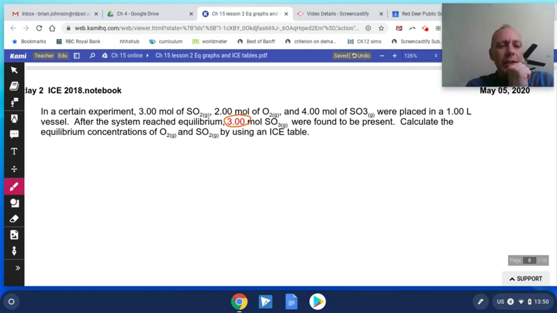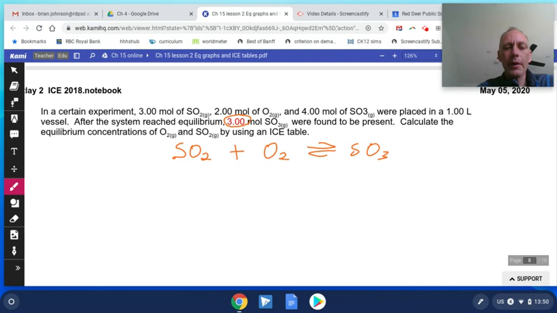All right, last one. In a certain experiment, we have 3 moles of SO2, 2 moles of O2, and 4 moles of SO3 placed in a 1 liter vessel. Now, this doesn't tell you the reaction, so I'm just going to give it to you. SO2 reacts with O2 and will reach equilibrium to make SO3. These are all gases. Okay. Balance it.